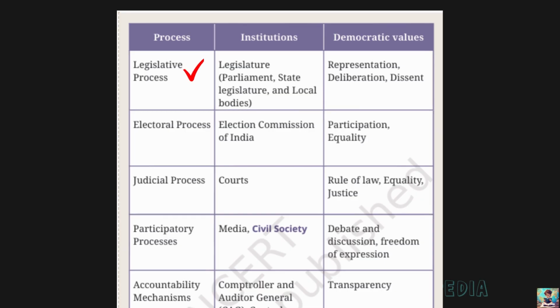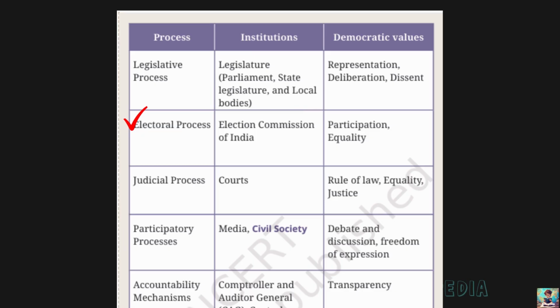First is the legislative process. Legislative process means the process of making laws. Parliament, state legislatures and local bodies are involved in this process. This process gives people representation because their elected representatives speak for them. It also involves deliberation, which means discussing an issue carefully before making a decision. And there can be dissent, which means some people may disagree with the decision or opinion.